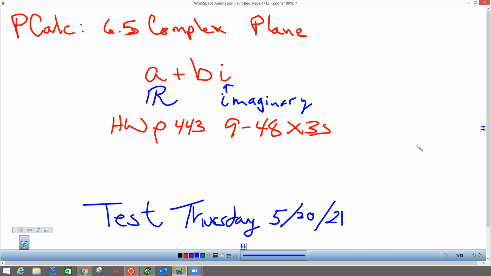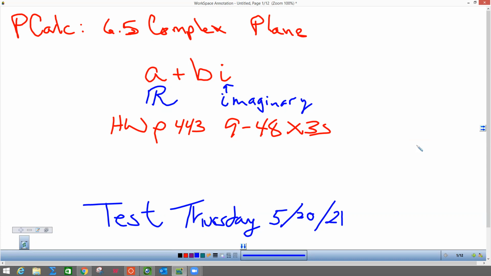And then we're going to test next Thursday, the 20th. Not this Thursday, but the week after. We're going to graph these. We're going to add, subtract, multiply, divide them. We're going to find the distance between 2 points. We're going to find the midpoint.